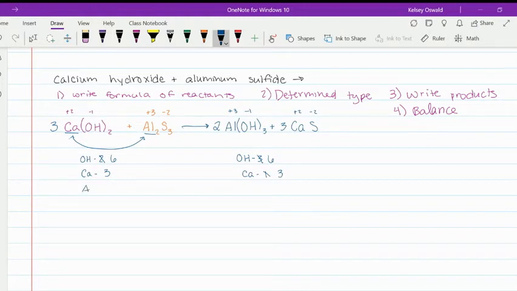Look at my aluminum, I have 2 on my reactant side, and I have 2 on my product side. So aluminum's good. And then last but not least, sulfur. I have 3 on my reactant side and 3 on my product side now that I've made 3 calcium sulfides. So that one is also balanced. So now that we have the same number on either side of our reaction, now we are done.